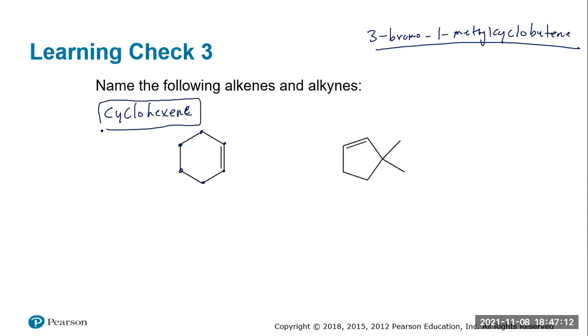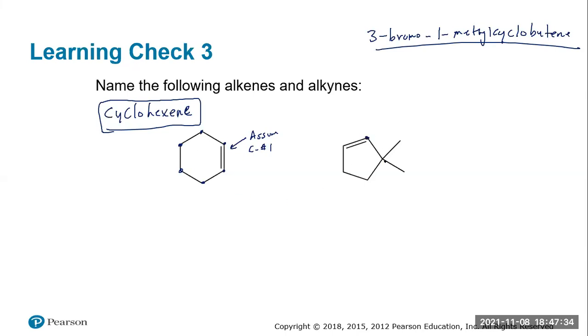There's no other groups attached. You don't need to give the number for the double bond in a ring structure because it's assumed that this would be carbon number 1, no matter where it is. So no need to actually give the location in a ring type structure. Any questions on that name there?